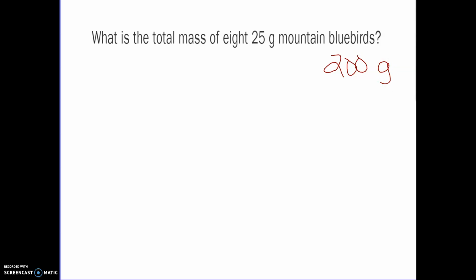Another way I can do this is break apart my 25, have it be 20 and 5. 8 times 20 is 160. 8 times 5 is 40. 160 plus 40 is going to be 200. So the answer is 200 grams.